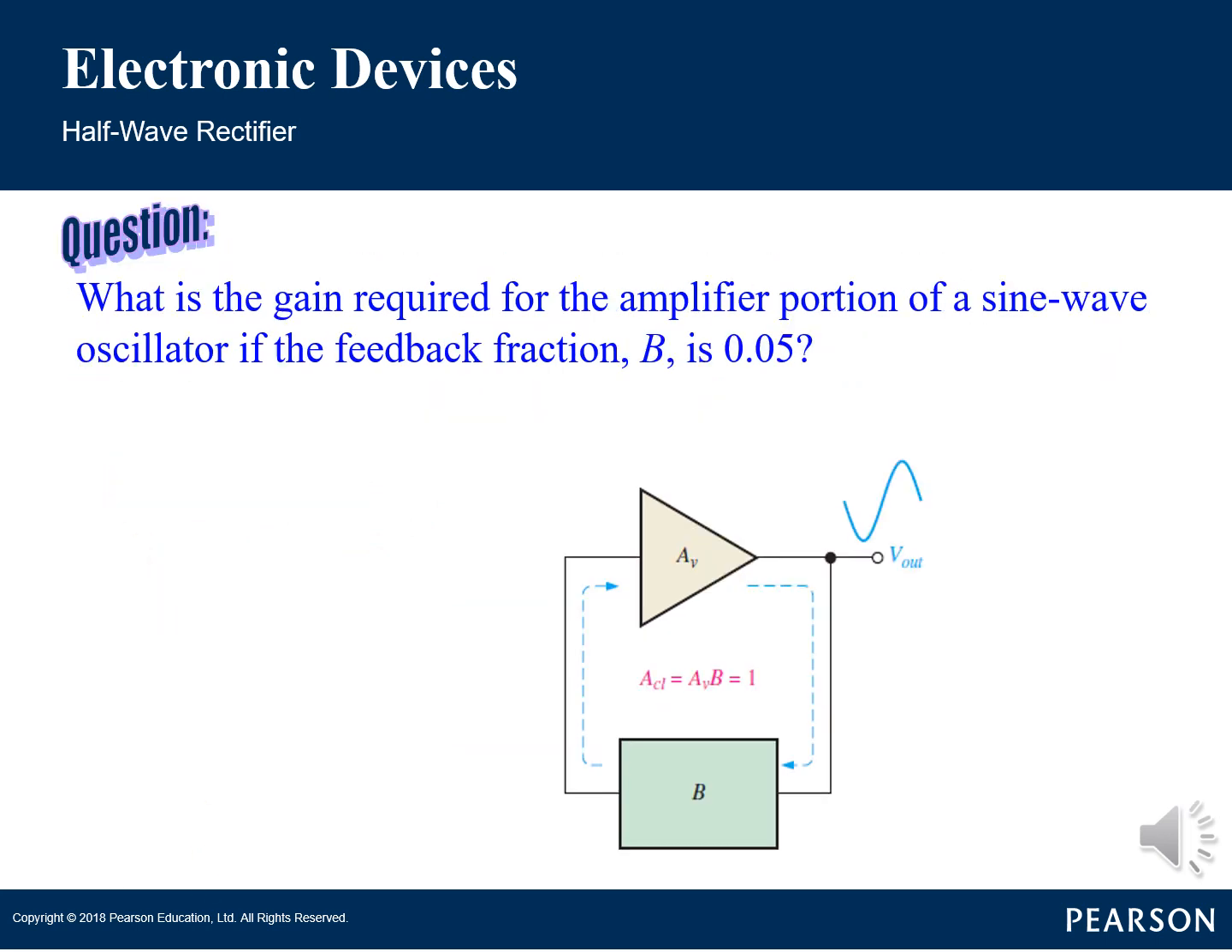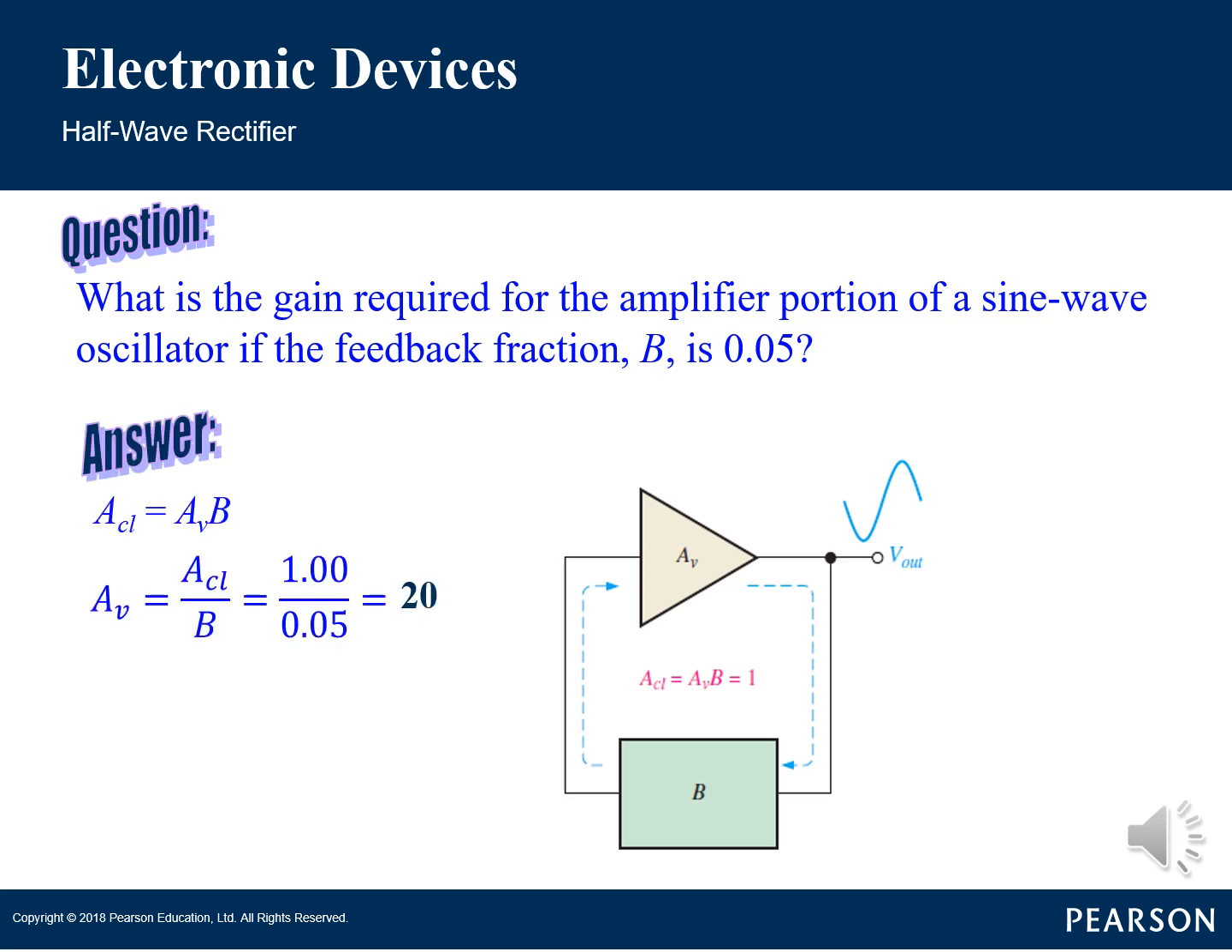For example, what is the gain required for the amplifier portion of a sine wave oscillator if the feedback fraction, B, is 0.05? By using the formula for closed loop voltage gain, ACL is equal to AV times B. So AV is 1 over 0.05. So, the gain required is 20.